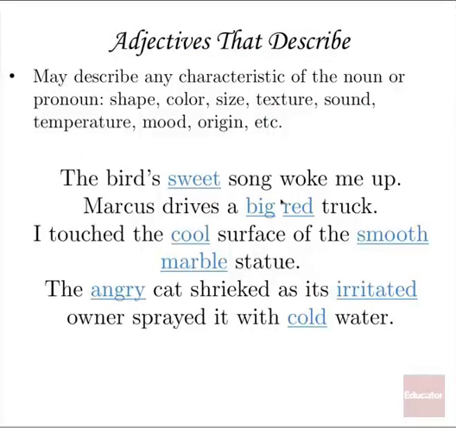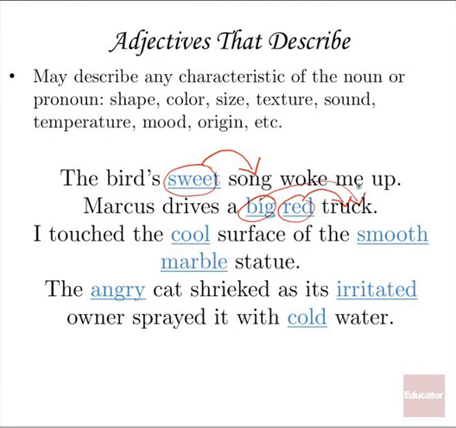All right, let's start with adjectives that describe. An adjective that describes may describe any characteristic of the noun or pronoun that it's talking about. It may talk about shape or color, size, texture, sound, temperature, mood, where it comes from, anything. Let's look at some examples. The bird's sweet song woke me up. In this case, sweet is the adjective, and it's describing song, which is a noun. It's describing the sound of the song. It had a very sweet sound. You can tell it's an adjective because it comes directly before a noun, song, and because it describes an aspect of it.